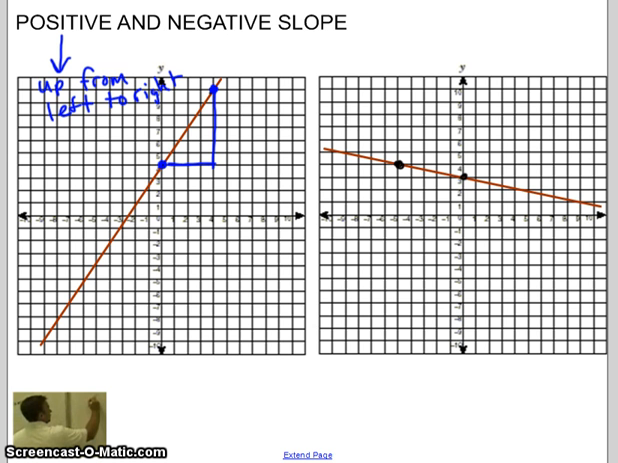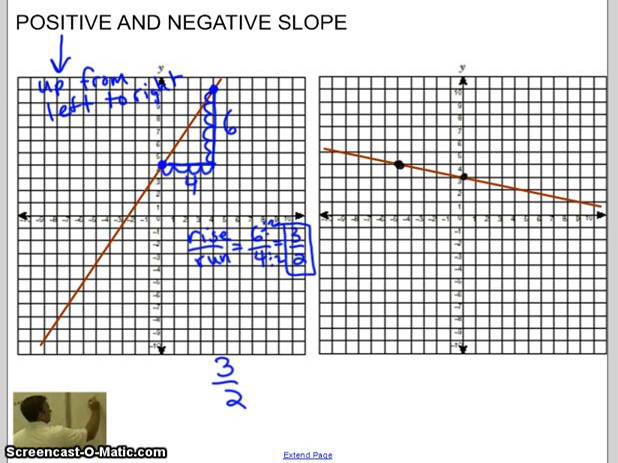Alright, and we count 1, 2, 3, 4, 5, 6. 6 is the rise. 1, 2, 3, 4. 4 is the run. So my rise over run is 6 over 4. And well, we could reduce this to 3 over 2, because 6 can be divided by 2 and 4 can be divided by 2, just like reducing a fraction. Alright, and since it's positive slope, we're going to keep it positive 3 over 2.